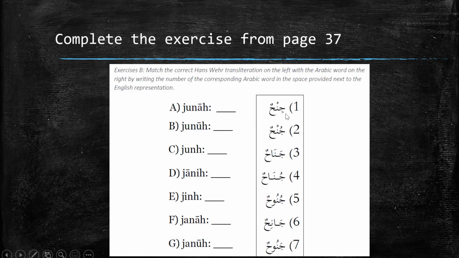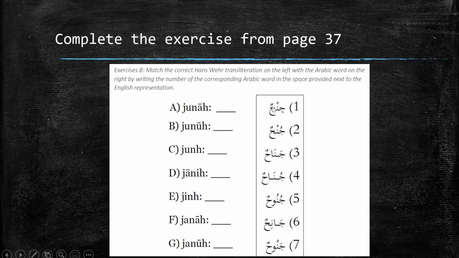Okay, so what you can try out, this is on page 37 of your course book. Try to see if you can match up the English representations on the left with the Arabic representations on the right. So you'll look at the vowels and see if you can match the Arabic words with the English words. We'll do the first one together.